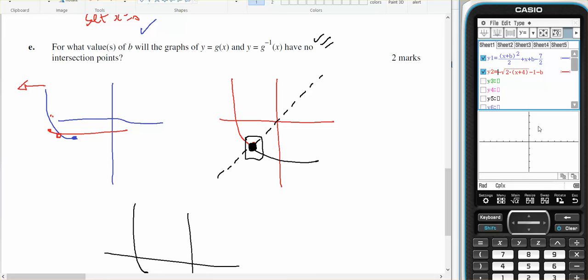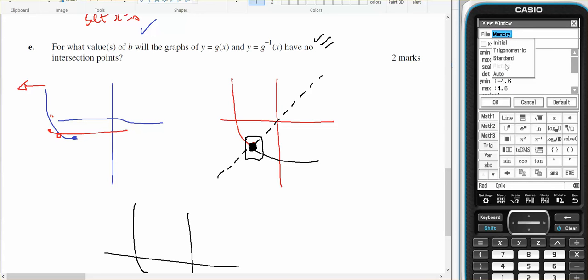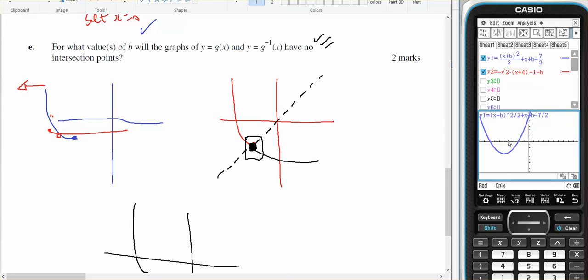If I go graph, it won't draw anything because I've got a b involved. But if I choose this button here, it draws it for different values of b. So if I go zoom, memory, standard, okay, I get a slider. When b is 4, there's no intersection. When b is 5, there's no intersection. When b is 6, there's no intersection. When I come back here, b equals 3, there's one intersection point.